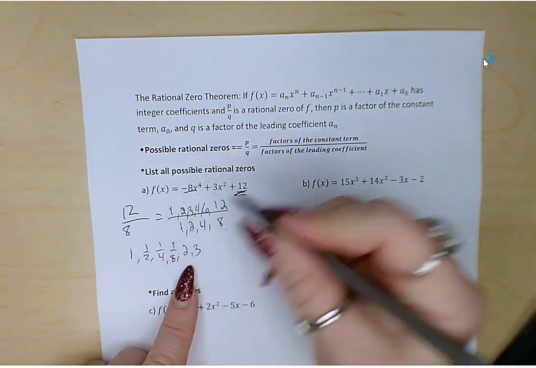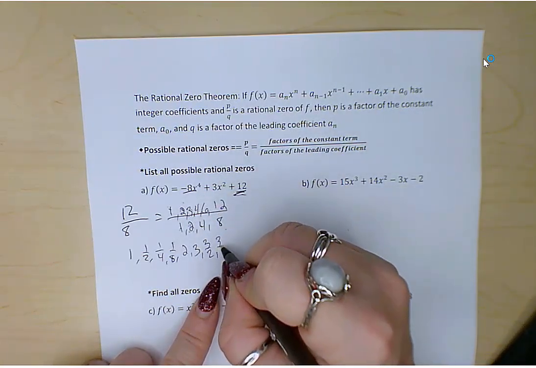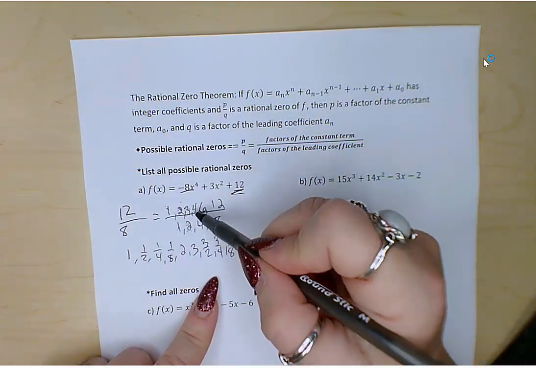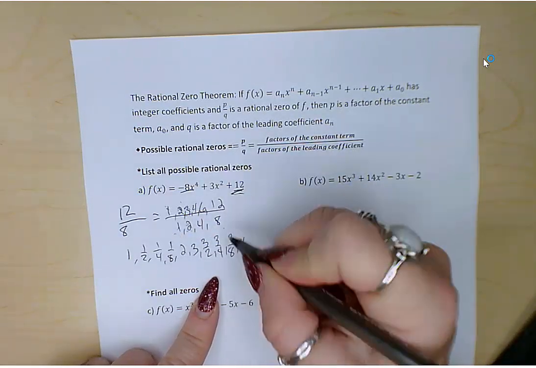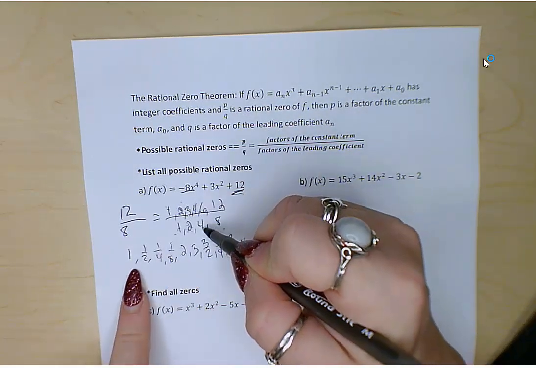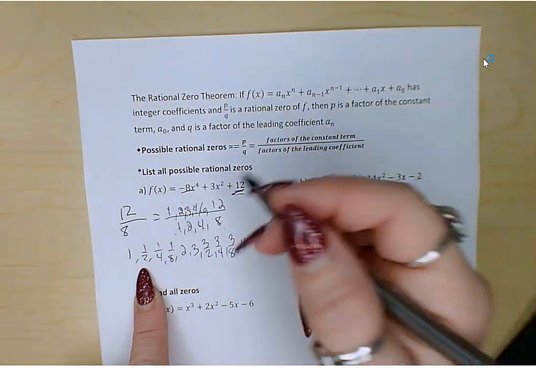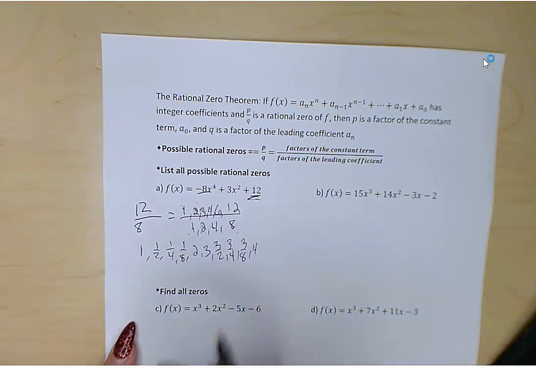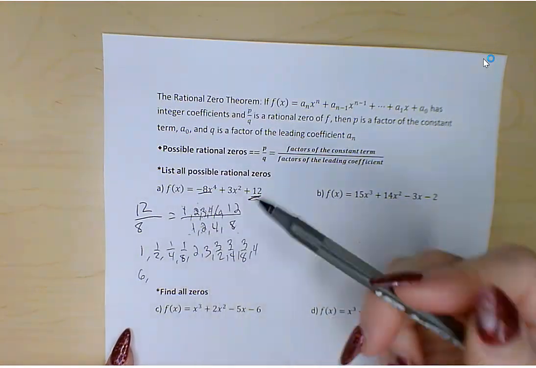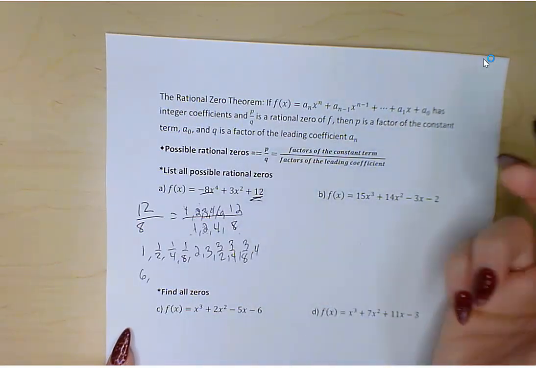Move on to 3. 3 over 1 is a 3. 3 over 2 is 3 halves. 3 over 4 is 3/4. 3 over 8 is just 3/8. Moving on to 4. 4 over 1 is a 4. 4 over 2 is a 2. We already have that. 4 over 4 is a 1. We already have that. And 4 over 8 is a half. We already have that. 6 over 1, I'm going to bring my list down to the bottom. So 6 over 1 is a 6. 6 over 2 is a 3. We already have that. 6 over 4 is a 3 halves. And 6 over 8 is 3/4.